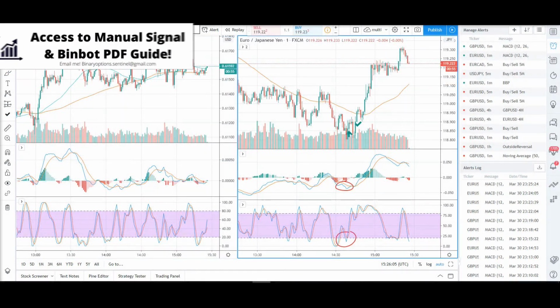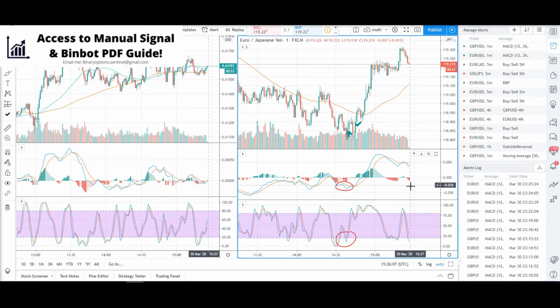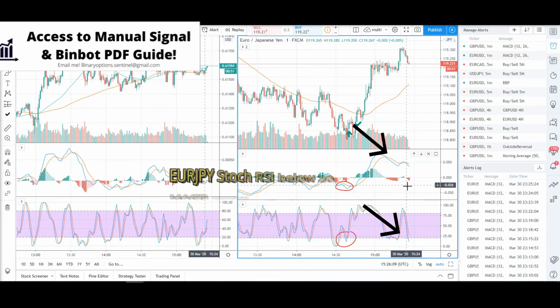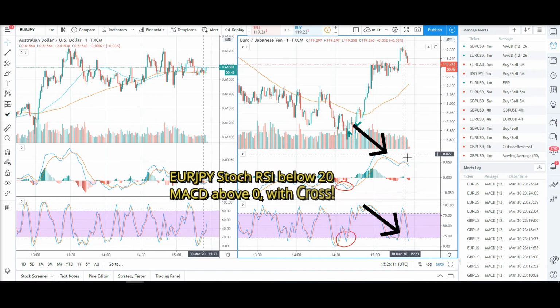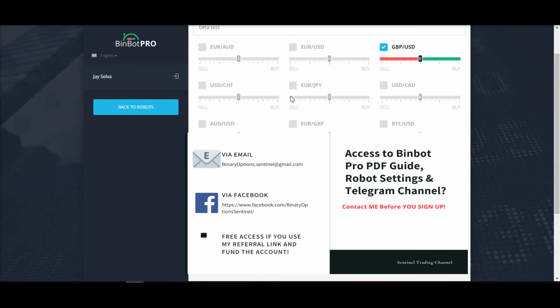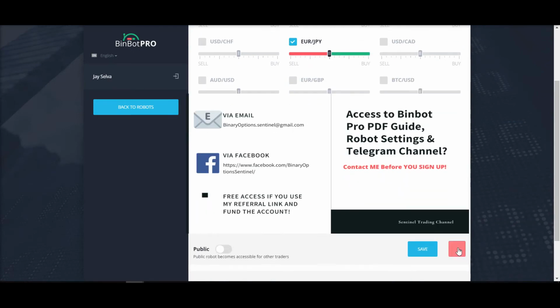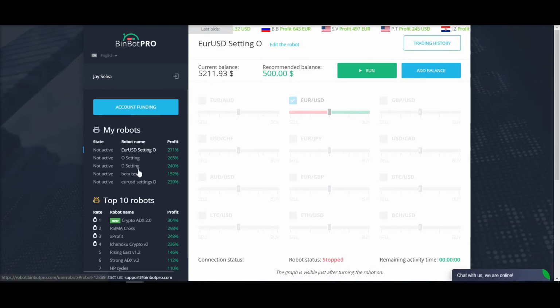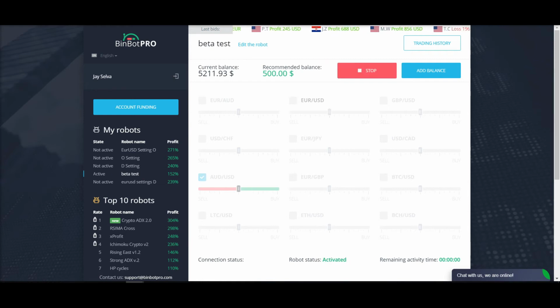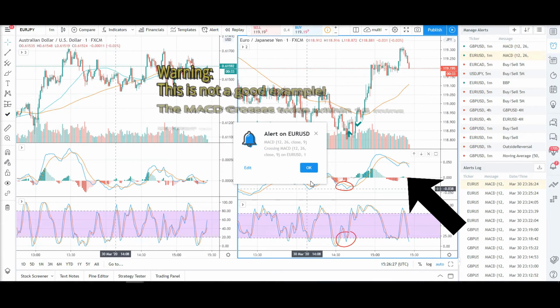Alright guys, so we're back. Right now the Euro Japanese yen has a blue stochastic RSI line below 20 and the MACD is above 0 and it has a MACD cross. So I'm going to change the beta test robot to Euro JPY and make sure I click save, and I'm going to activate it immediately since the stochastic RSI blue line has already crossed below 20.